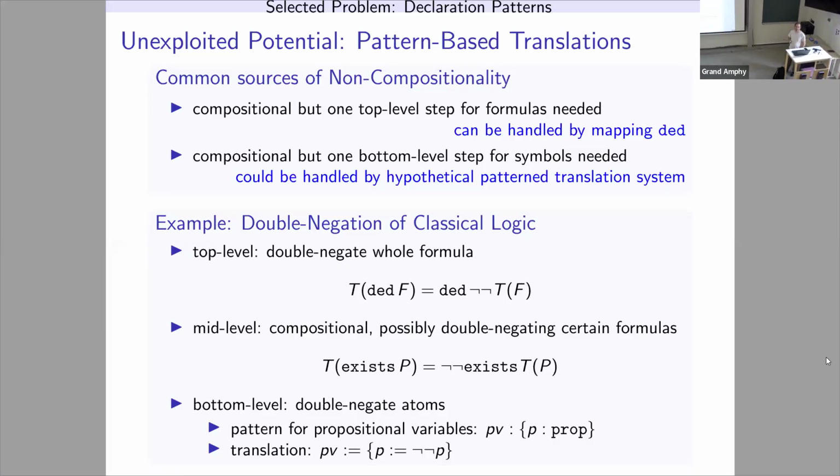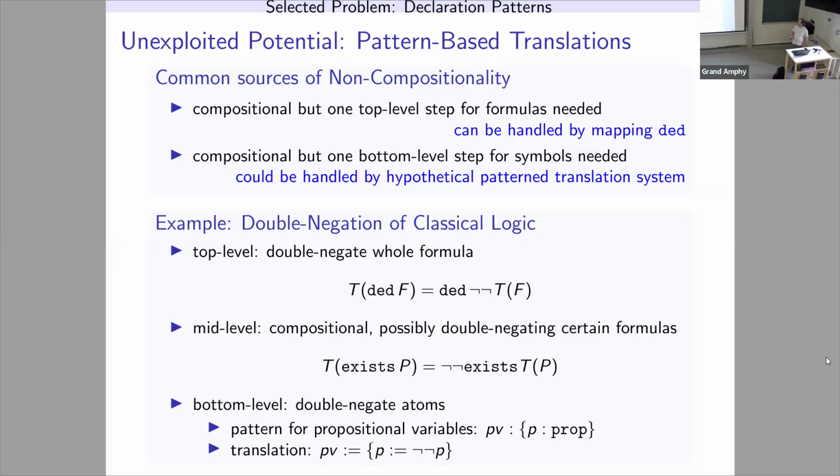So when we're translating, we don't really have a good handle on what kind of atoms the user may have declared. And then we're not able to do anything with them. So in particular, for the double negation translation, we have no point in the formalization where we could stick this rule that we also double negate all the atoms. If we had declaration patterns, we could do it. The pattern would maybe look something like this. Let's give it a name, PV for propositional variables. It's just a P : prop.